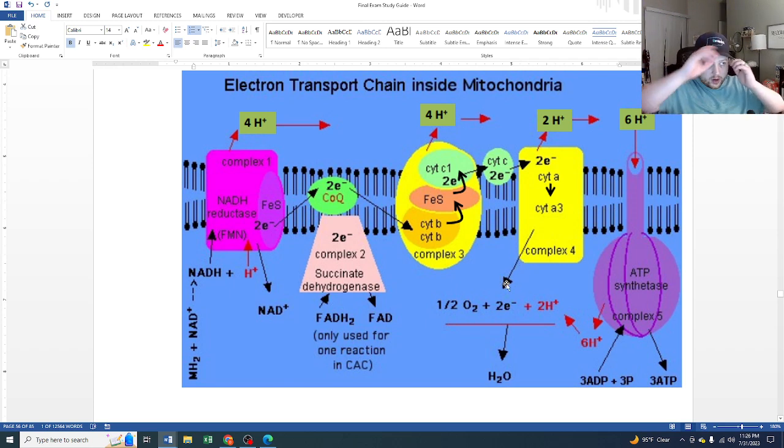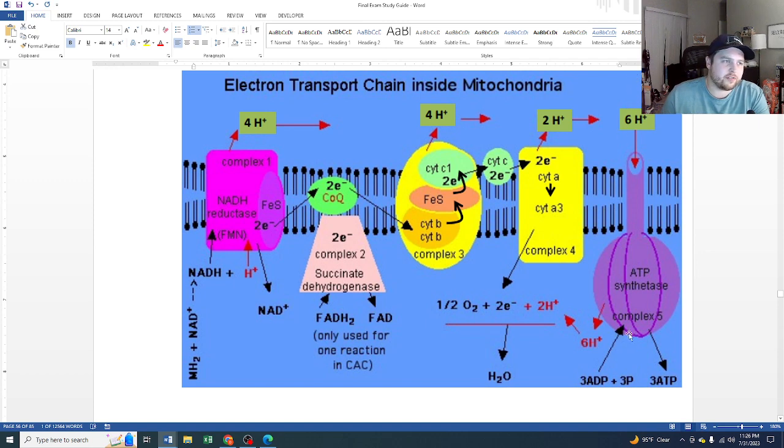Now, the whole purpose behind passing this electron down and pumping the hydrogens was to create an electrochemical gradient. Basically, just putting a ton of hydrogens up here at the top, so there's a much higher concentration up here than it is down here. So then, this ATP synthetase, or complex 5, has an opening, and when there's a whole bunch of hydrogens up here, those hydrogens, because they want to go from high concentration to low concentration, are going to use this as a channel.